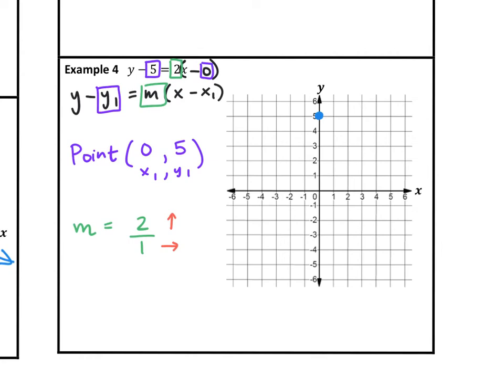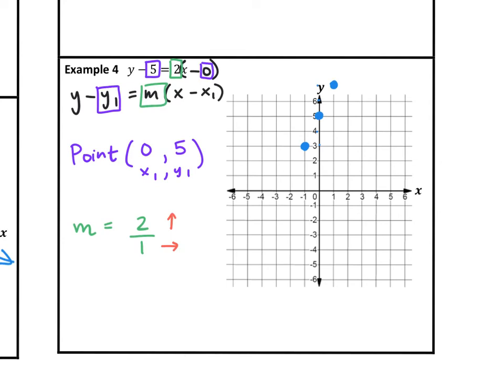But I ran out of space, right? Because if I go up 2 and to the right 1, I might be somewhere here. But remember, I can go in the opposite direction, like the lesson from last class. So I can also go down 2 and to the left 1. I can go in the opposite direction of the slope.